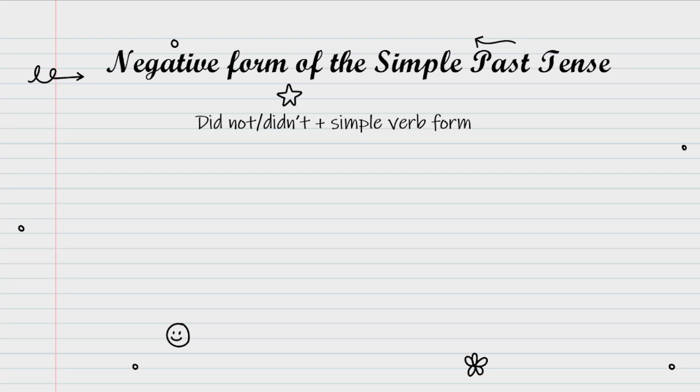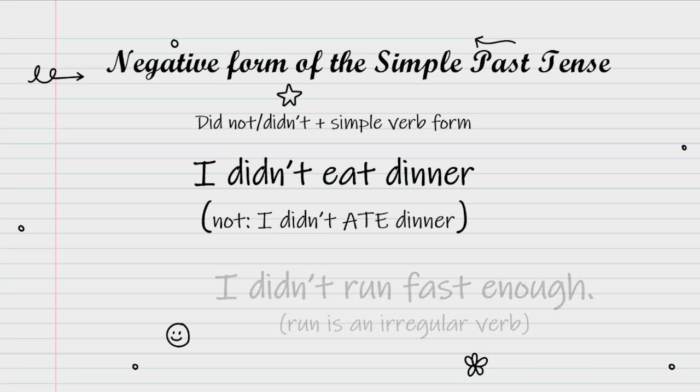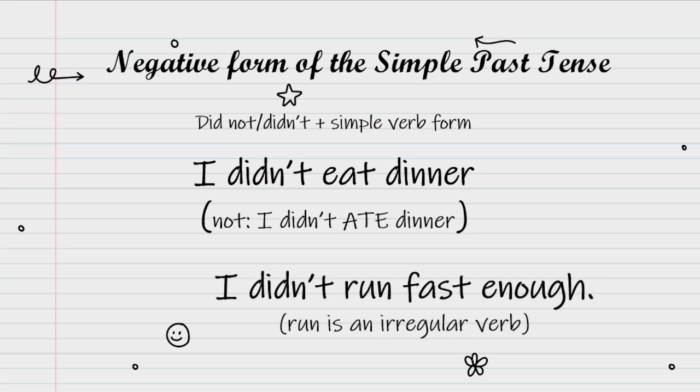Okay. So now, let's have the negative form of the simple past tense. We just add did not or didn't plus the simple verb form, not the past tense. So we say I didn't eat dinner, not I didn't ate dinner, because we are already using did. So did plus the simple form of the verb. Now, another one, I didn't run fast enough. This is correct because run is an irregular verb and the past tense and the past participle of run is also run.